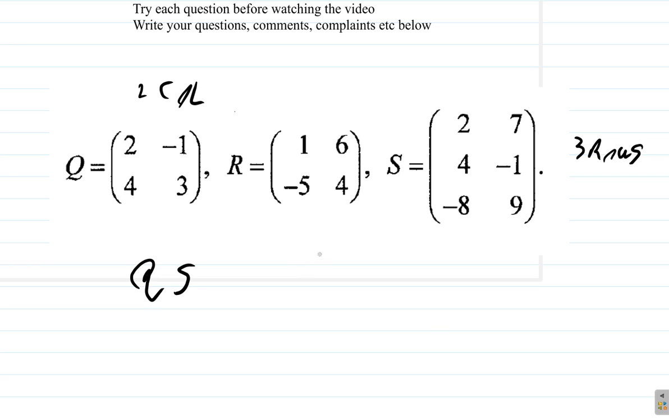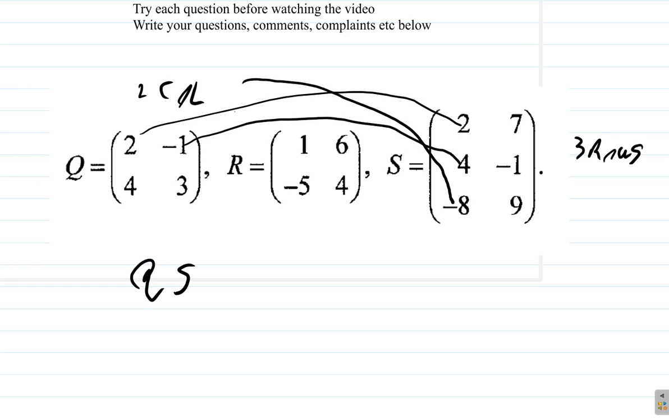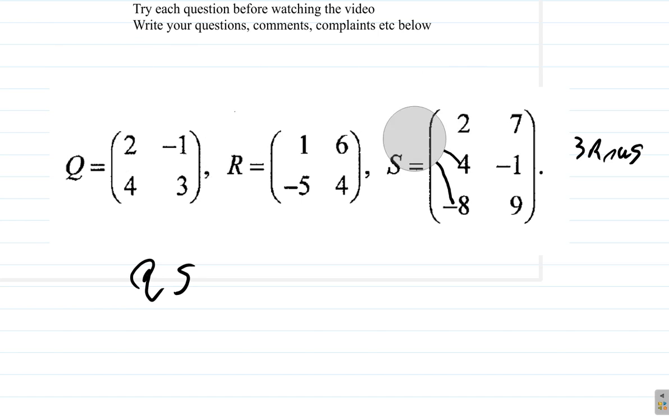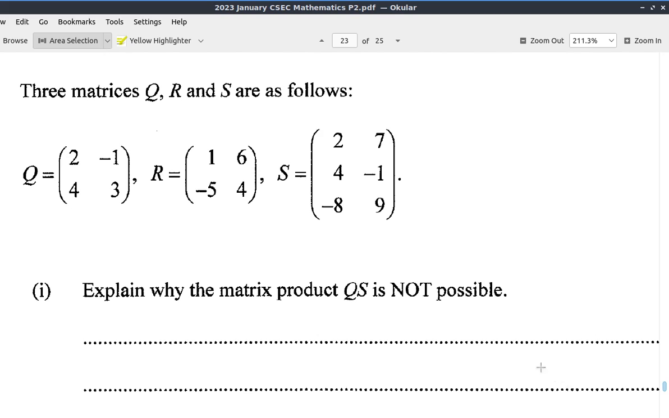Alright? So that's why. Because if you're going to multiply them, you would have 2 by 7 plus negative 1 by 8. But there is nothing there for 2 by negative 8. You would need a third column to create this third row. There is no third column to create this third row. So, you state that and you would get the mark.